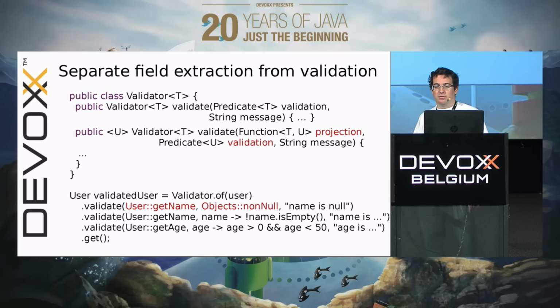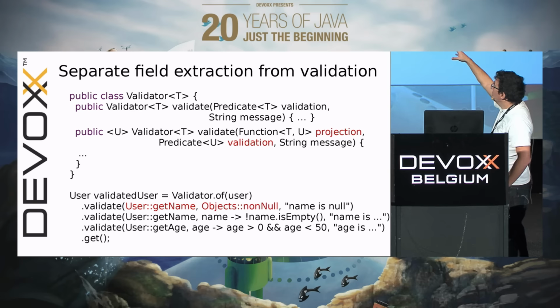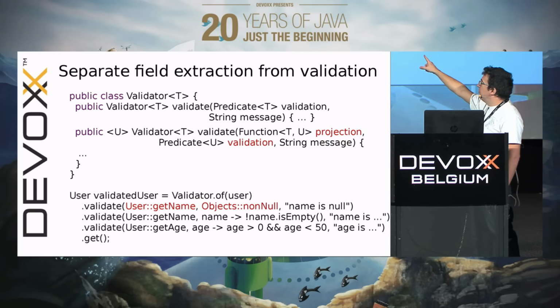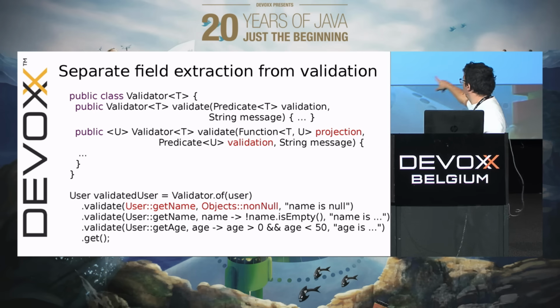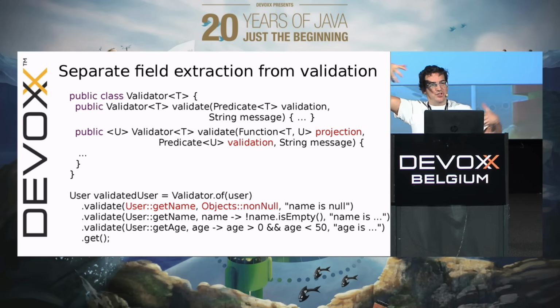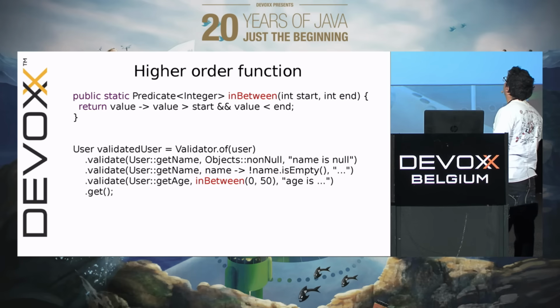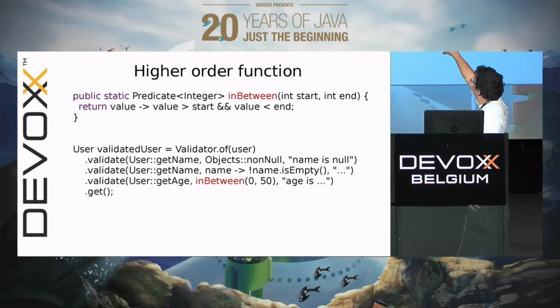The only issue is more that when you do validate, you should have something which is validate user::getAge in between 0 and 50 or something like this. You don't want to read something. It's a nice C and Java lambda mixed, but it should be better if we have something like this, which is in between with a start and an end, will return a predicate of integer and will just validate by calling in between 0 and 50.